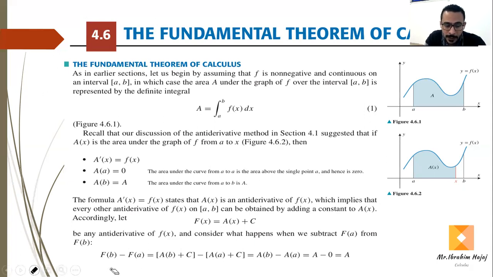This is the second part. The book started with the second part, which is F of b minus F of a is equal to the definite integral from a to b of f of x dx. I am proving here that F of b minus F of a, when we substitute b in the uppercase F minus F of a, equals, when we subtract them together, A of x plus c minus A of x plus c, the c is going to cancel and we still have A of b minus A of a. A of a equals 0, and A of b is equal to the area. Okay?